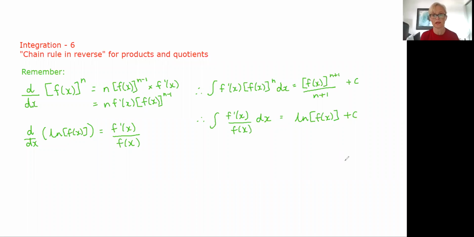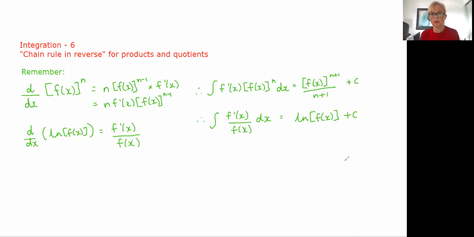Back to Maths with Mrs. J. We're working through a series of videos about integration. So far we've talked about what I refer to as using the chain rule in reverse when the inner function has just been a linear function. In other words, the derivative of that inner function is just a constant, and we can easily either multiply or divide by a constant without it affecting our differentiation and integration rules.